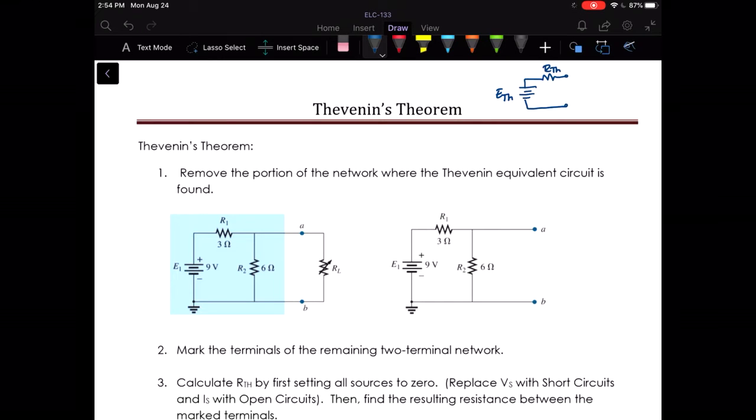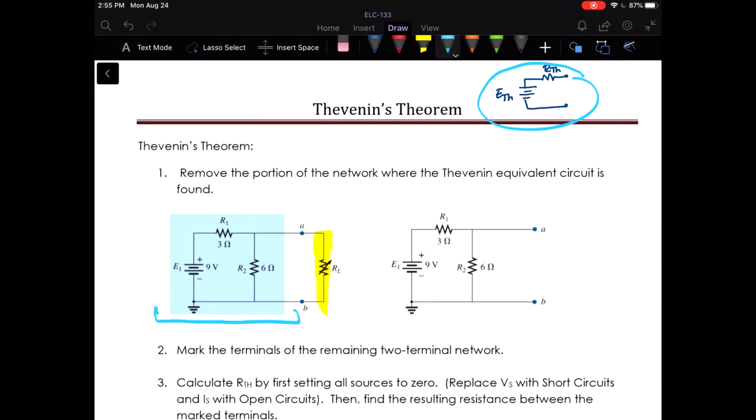So the procedure with Thevenin's theorem is to find that E Thevenin and R Thevenin for our circuit. In this example, what we're going to do is remove the portion of the network where the equivalent circuit is to be found. Maybe we want to analyze what happens when we change the load, when we increase it or we decrease it. To do that, we would pull off that portion of the network, and then we would reduce the portion that's left down to our Thevenin equivalent circuit right there.